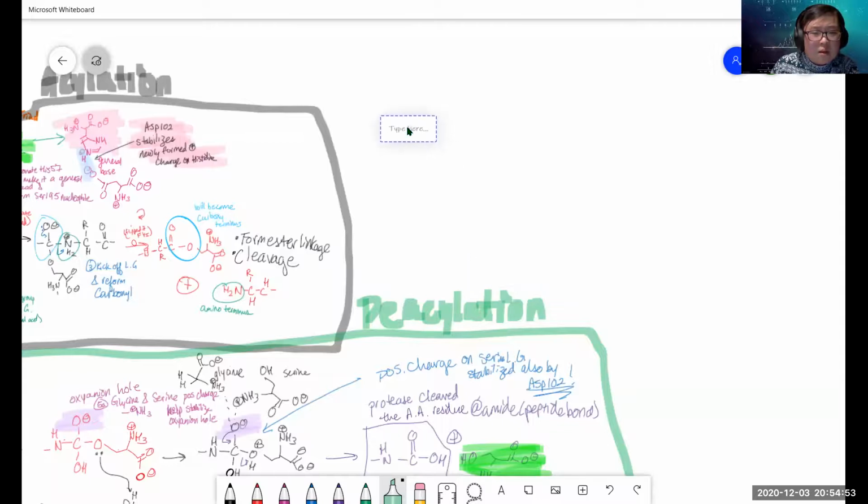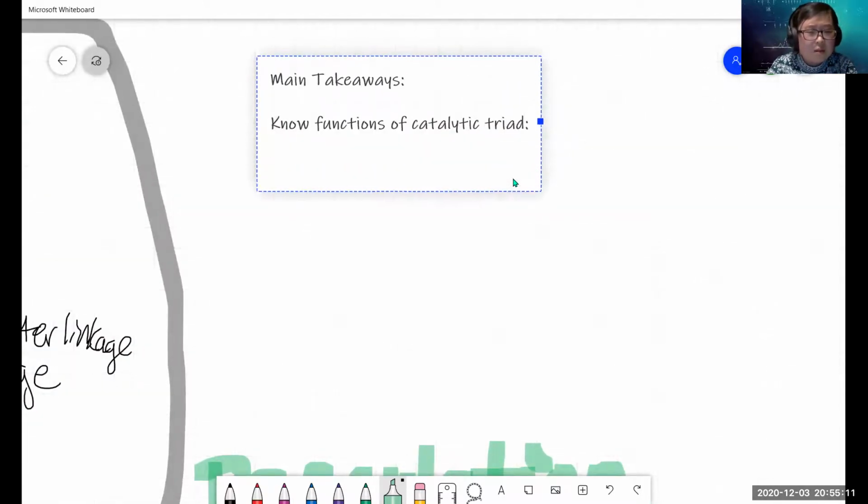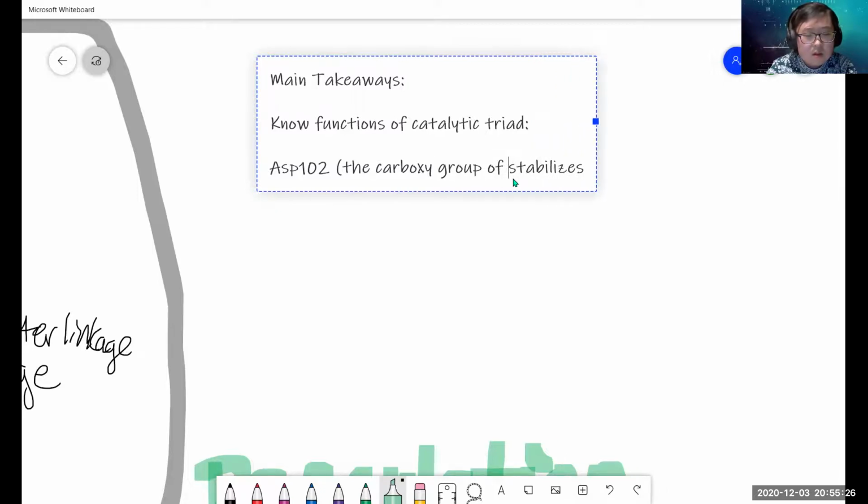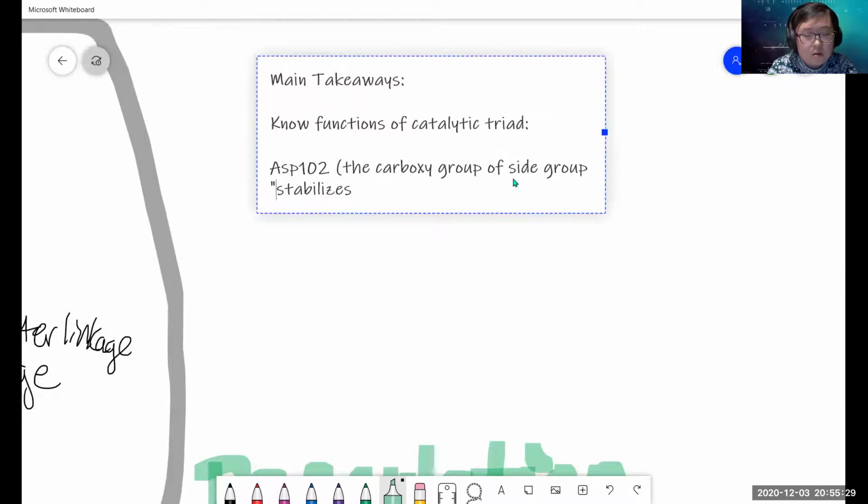So I guess main takeaways. You need to know the function of catalytic triad. I'll zoom in. Okay. So what that means is aspartate 102 doesn't really get changed at all. It stabilizes. So the carboxy group, the side group, like the R, basically side chain, stabilizes any positive charges.